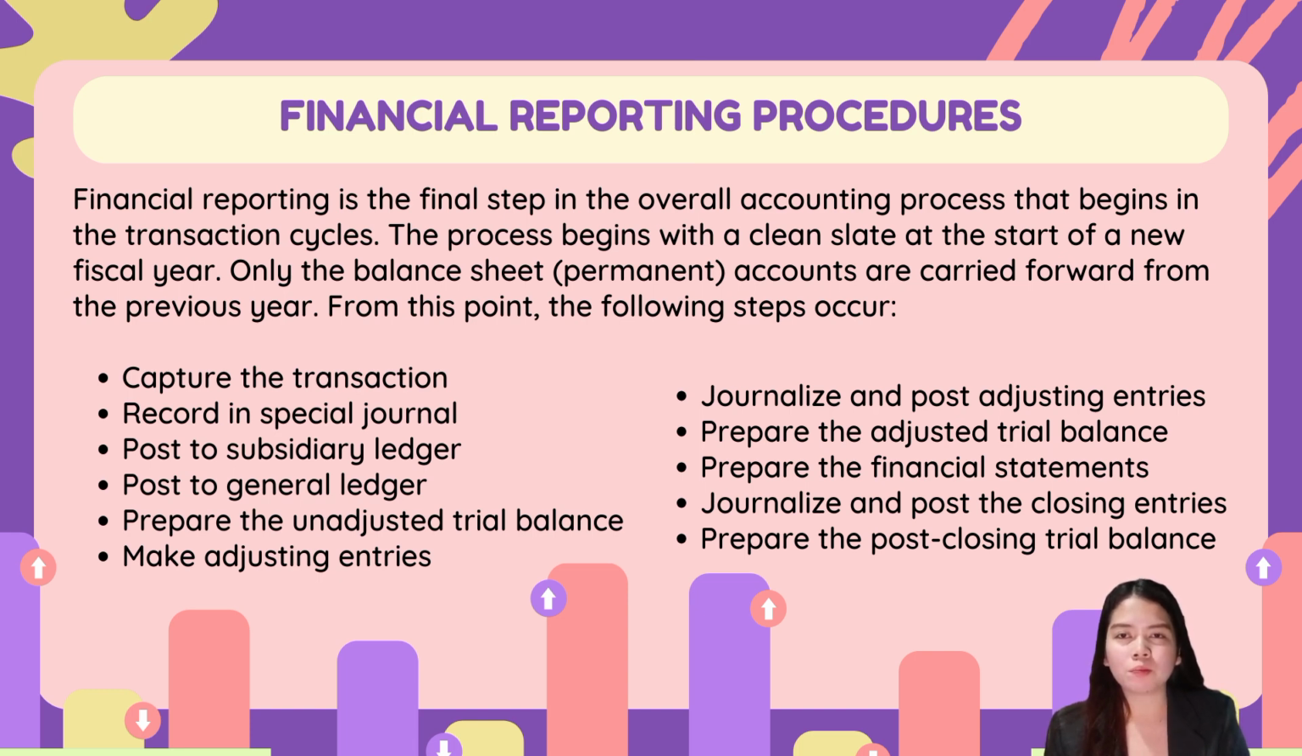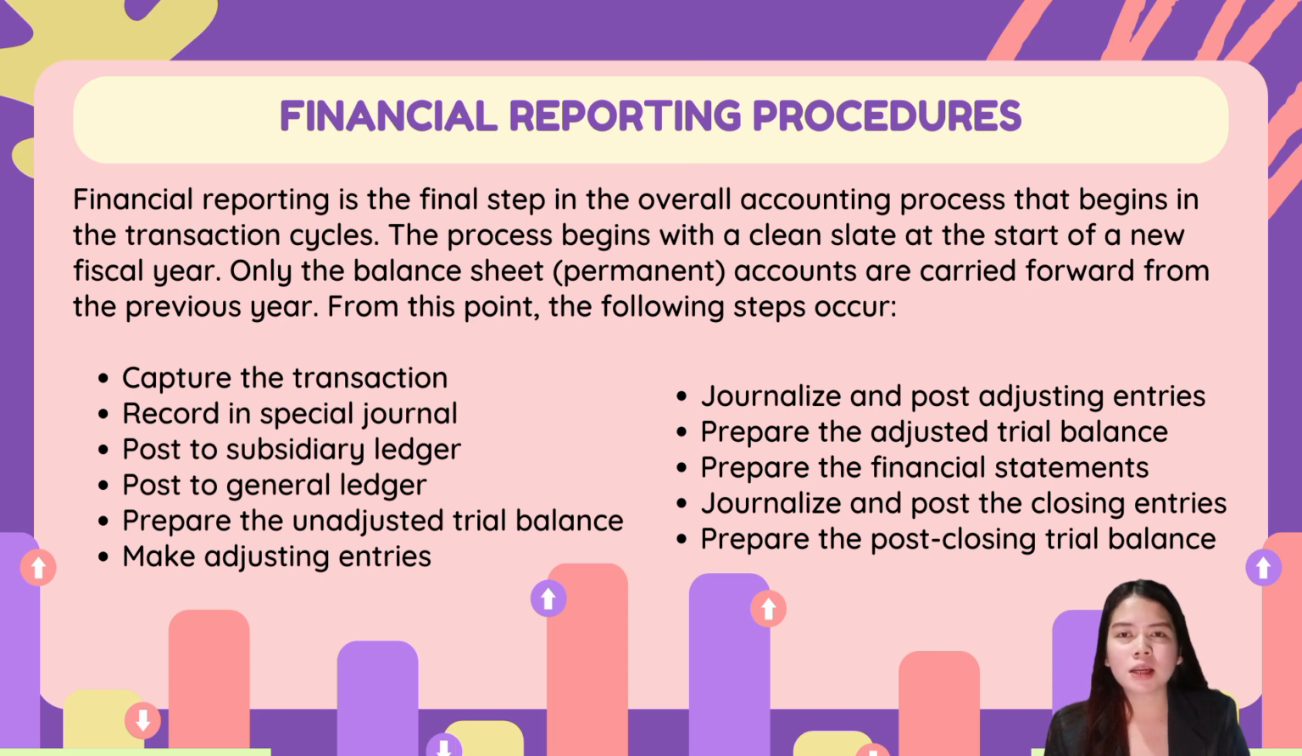7 is the journalize and post adjusting entries. Journal vouchers for the adjusting entries are prepared and posted to the appropriate accounts in the GL. 8. Prepare the adjusted trial balance. From the adjusted balances, a trial balance is prepared that contains all the entries that should be reflected in the financial statements. 9. Prepare the financial statements. The balance sheet, income statement, and statement of cash flows are prepared using the adjusted trial balance.